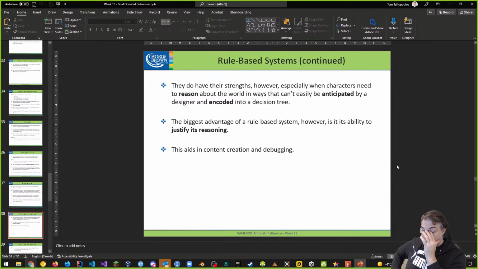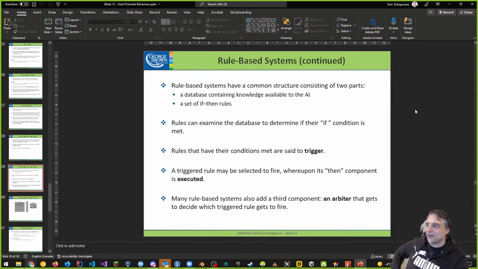So this is where a rule-based system comes into play a little better. It justifies its reasoning. That's the reason why you want to use a rule-based system. And what it also does is aid in something called content creation, which we talked about many times before as well.